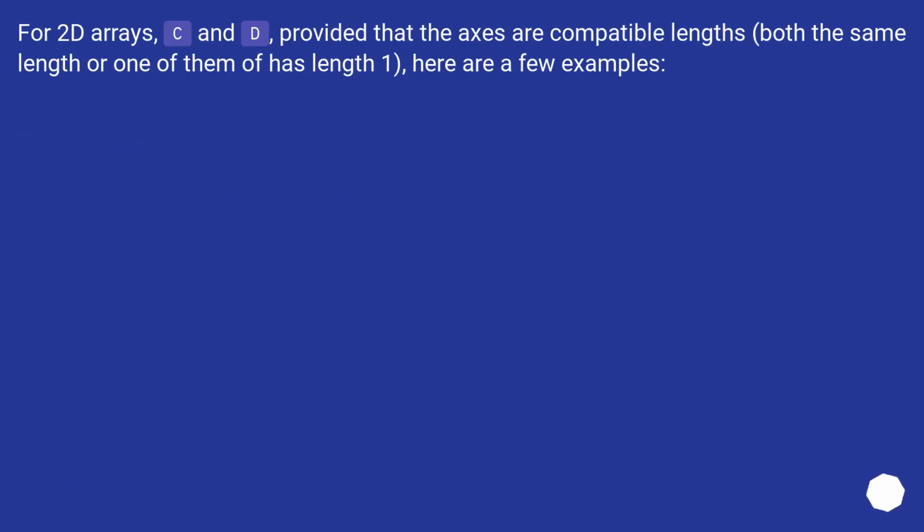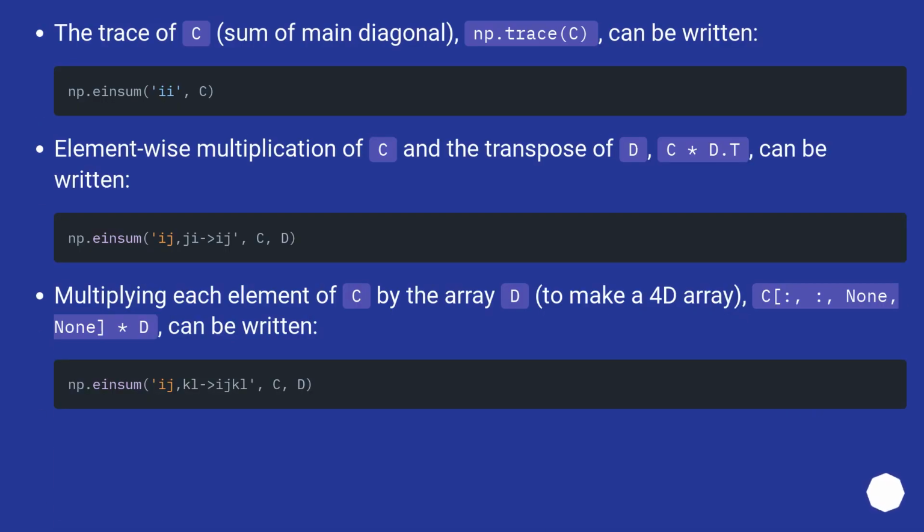For 2D arrays C and D, provided that the axes are compatible lengths, both the same length or one of them has length 1, here are a few examples. The trace of C, sum of main diagonal, np.trace(C), can be written. Element-wise multiplication of C and the transpose of D, C * D.T, can be written. Multiplying each element of C by the array D, to make a 4D array, C[:, None, :, None] * D, can be written.